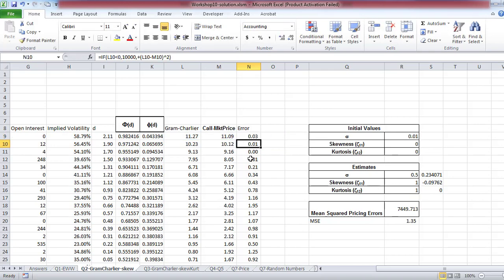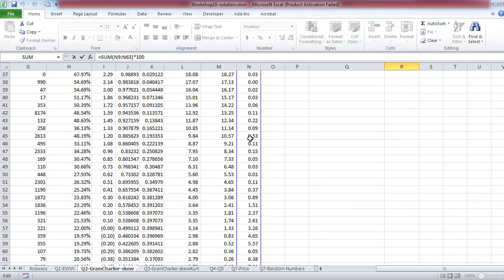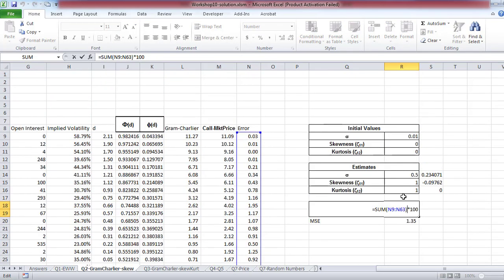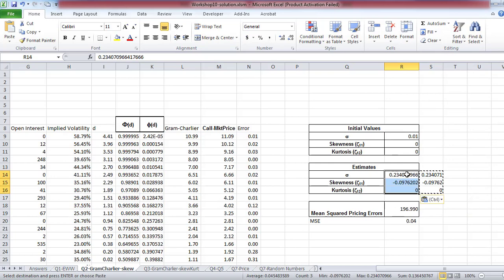Now the whole idea is that we're going to minimize the sum of all these errors. And here I've kind of cheated. To make the error bigger, I've multiplied it by 100. So now after I use Solver to get this mean squared error, the idea is I'm going to get these parameters, and these are going to be the optimal parameters that actually minimize the mean squared error.